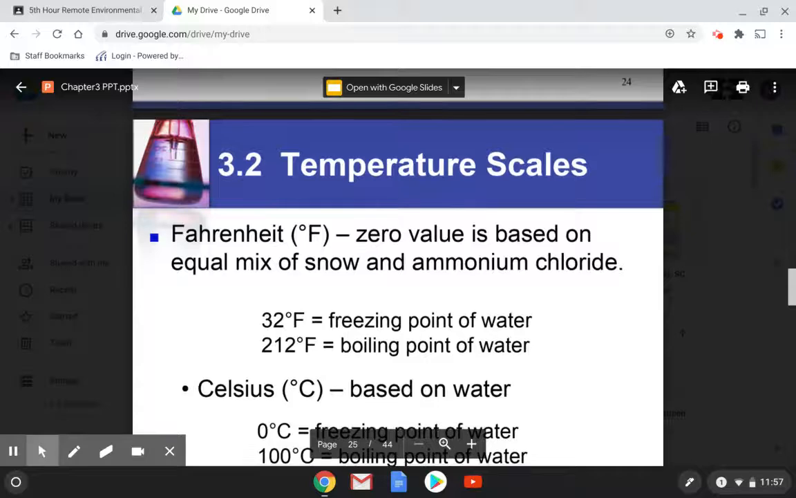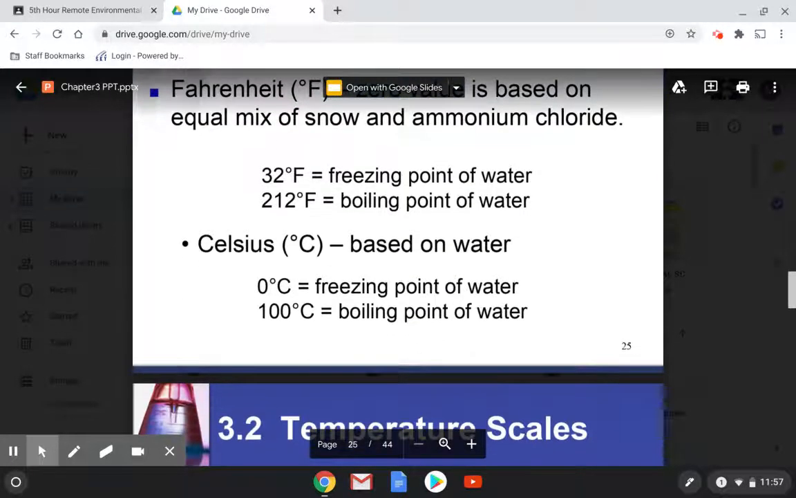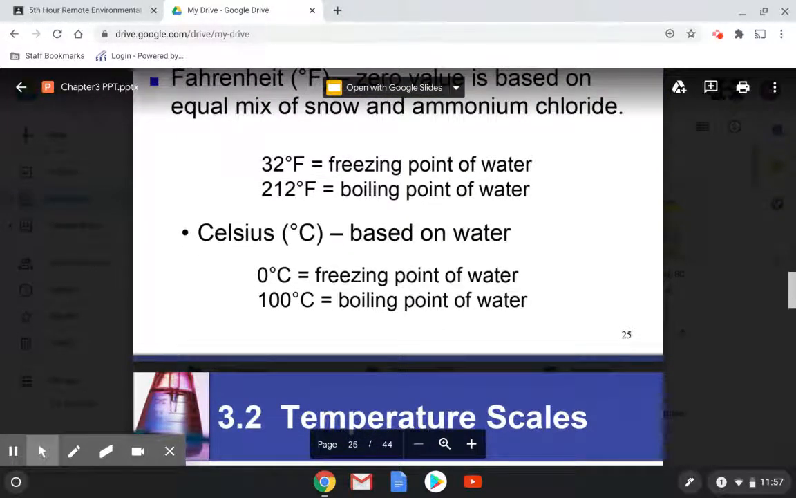You guys might be familiar with this when we talk about Fahrenheit. Fahrenheit's zero value is based on an equal mix of snow and ammonium chloride. So 32 degrees Fahrenheit is the freezing point of water, while 212 degrees Fahrenheit is going to be the boiling point. Celsius is going to be based on water. So 0 degrees Celsius is going to equal the freezing point of water, while 100 degrees Celsius is going to be the boiling point of water.